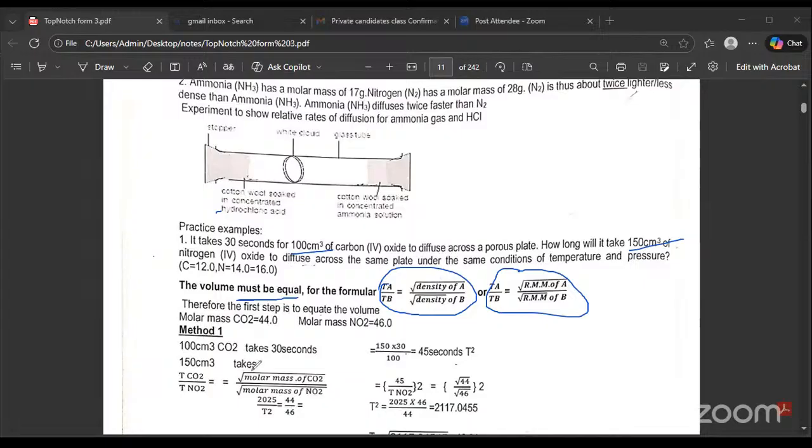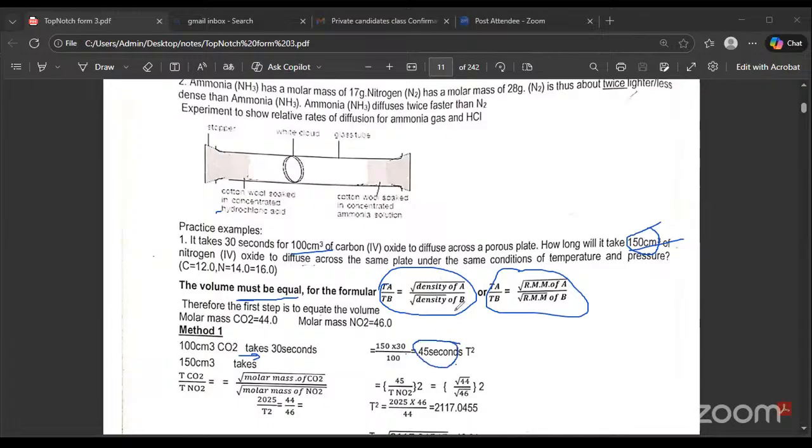So you don't change this side because we don't have its rate. You change the side that has the rate, or what you have been given, the time. Every time we talk about rate, we're talking about time. So what does 150 centimeters of CO2 take? If you don't have time to write, you can use an arrow: 100 takes 30 seconds, 150 takes how many? And then you calculate. So you'll find your time.